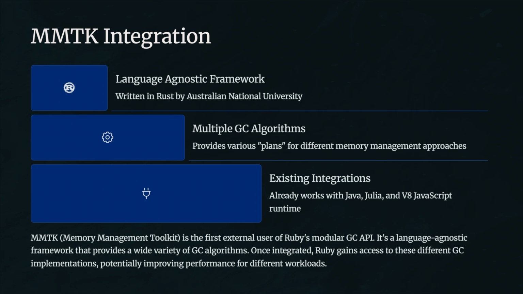Got it. C interface, Rust bridge, core MMTK Rust library. And how's it performing? Is it faster yet? So it's important to set expectations here. This is still very much a work in progress.